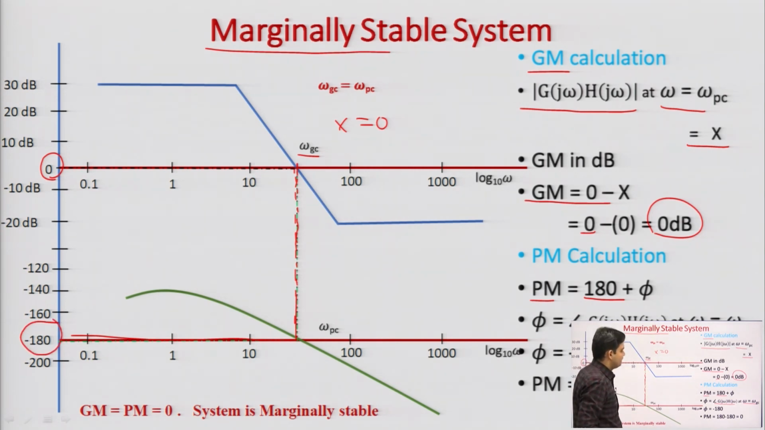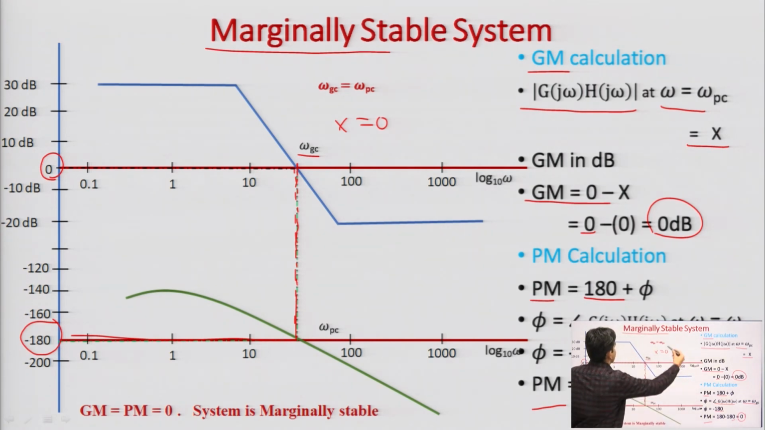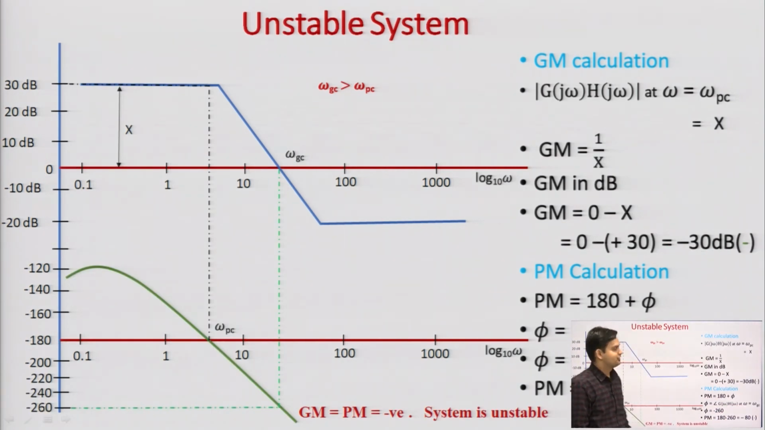It means at this frequency my phi is minus 180, so phase margin is 180 minus 180, which gives me 0. It means when gain margin and phase margin are both 0, we get a marginally stable system. Okay. In the same way, we will come to the third case, the unstable system.